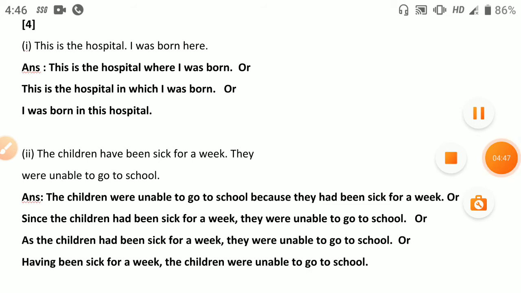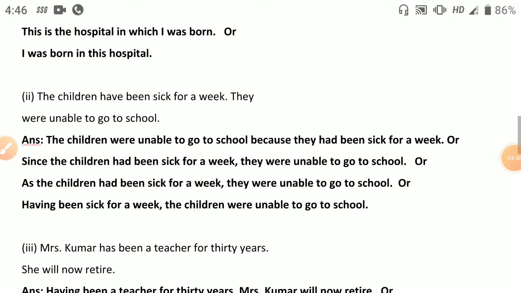Okay, so let's see the second one. The children have been sick for a week. They were unable to go to school. So there is a reason, a cause and effect sort of thing. So the children were unable to go to school because they had been sick for a week. Or else it could be: since the children had been sick for a week, they were unable to go to school, or as the children had been sick for a week, they were unable to go to school.